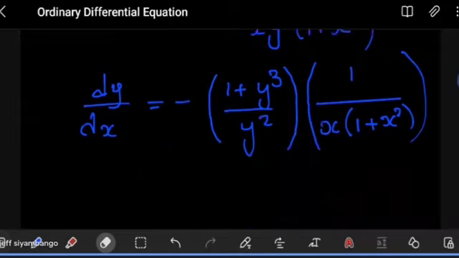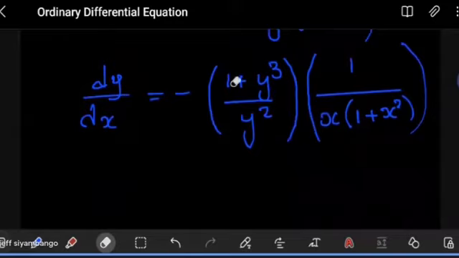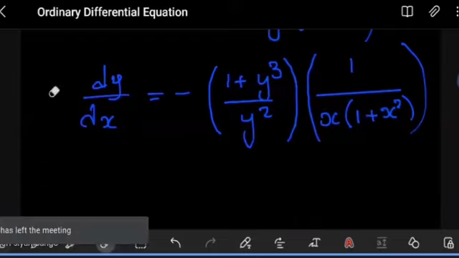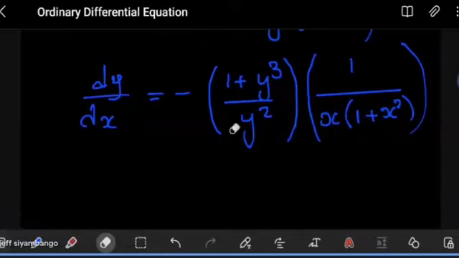Now, what do I need? I need to get everything that has y to go to the left side. What has x, I'll leave here, because that is where I'll bring the dx. I'll take the dx to the right side. But I just want to get everything that has y, this whole shape, to the left side. There are two ways of getting it to the left. I can either divide by this same expression, and it will go there.